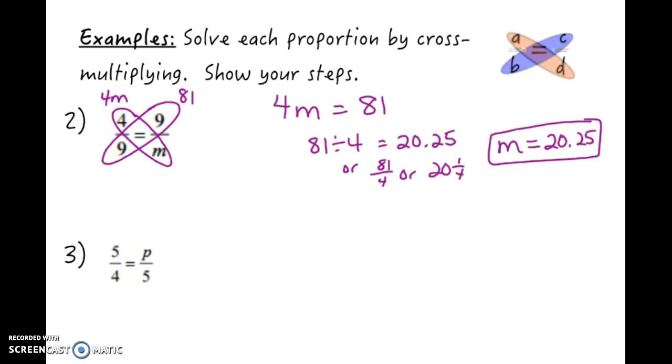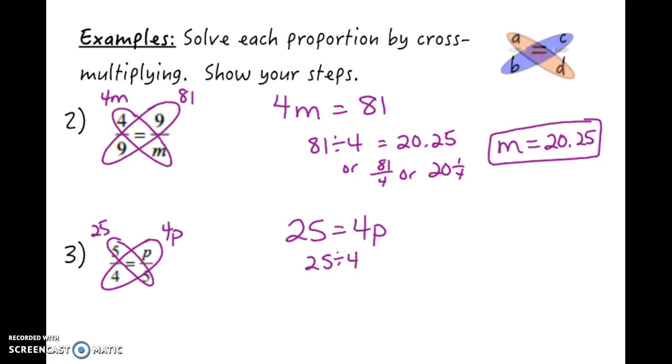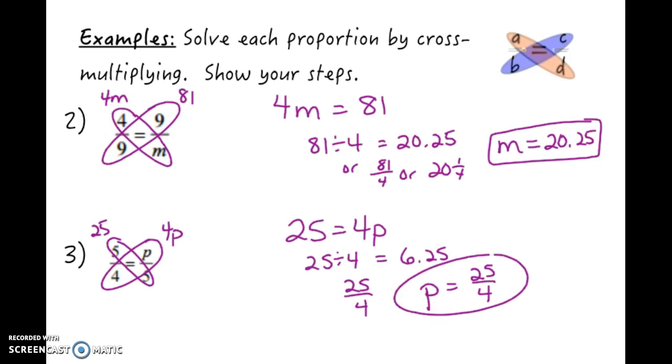Okay, and then number 3, same story here. We're going to take the cross products. So 5 times 5 is 25. 4 times p is 4p. And I'm going to set these equal to each other. So 25 equals 4p. Again, I'm going to divide to get p by itself, because it's 4 times p, so to undo that, divide by 4. I'm going to do 25 divided by 4. And that is 6.25 or 6 1/4. And again, I'm fine with you leaving 25/4 as an answer. p equals 25/4 or 6.25 or 6 1/4.